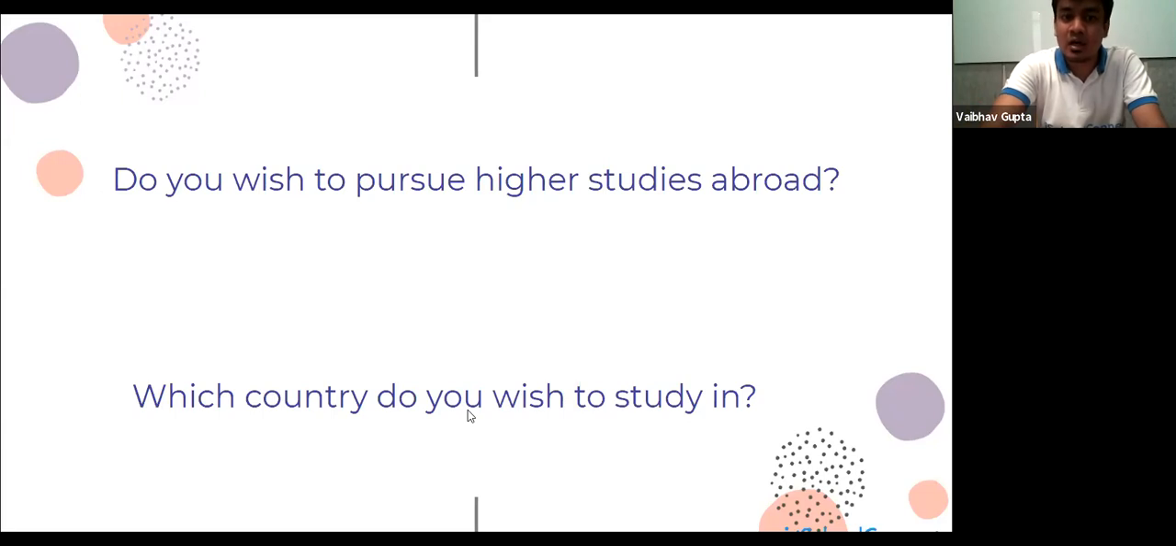Let's see another poll for you guys. Which country do you want to study in? There's a bunch of options. Select among the options, or if you have another option in mind, you can always select the other option. These are the primary major receiving countries which receive students from India and many other countries and are famous for international education. So select the options. I'll give you another 5 seconds. 5, 4, 3, 2, 1. Can we have the results, please?